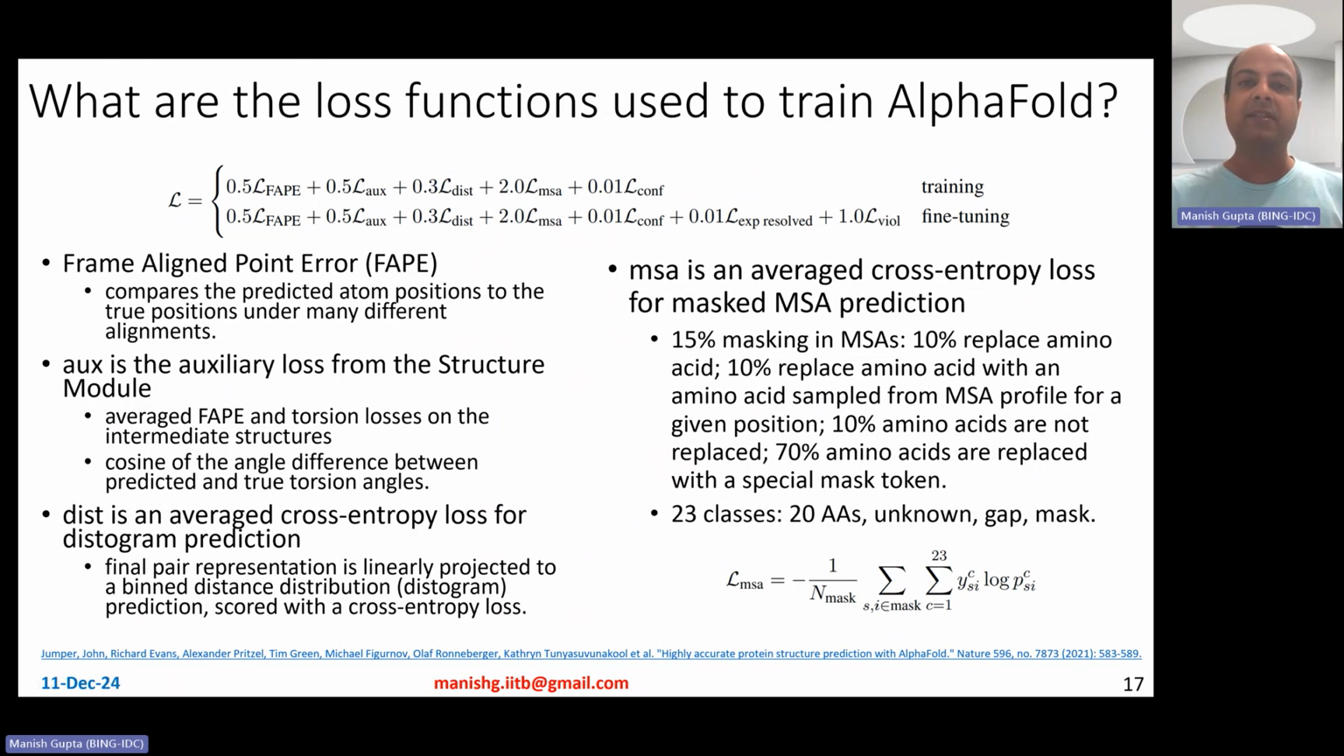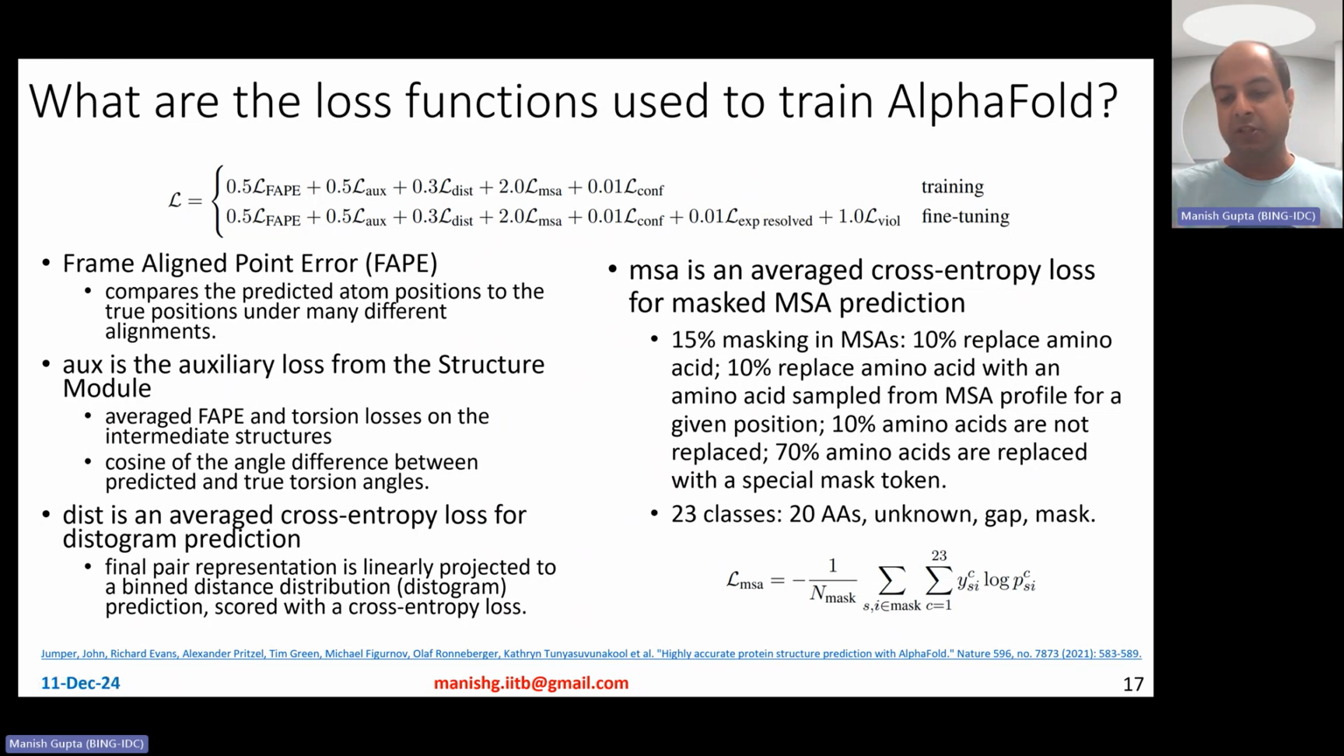So how does the masking work? The masking works just like in BERT, very similar. You mask out 15% of those residues in MSAs, where out of those 15%, 10% are replaced with another amino acid, and 10% are replaced with an amino acid sampled from the MSA profile for the given position.